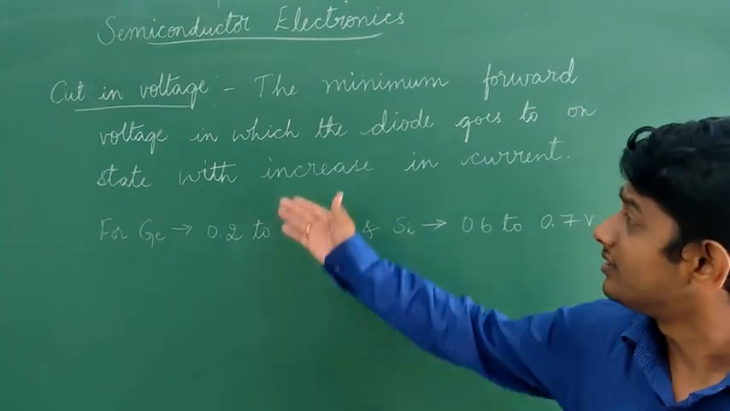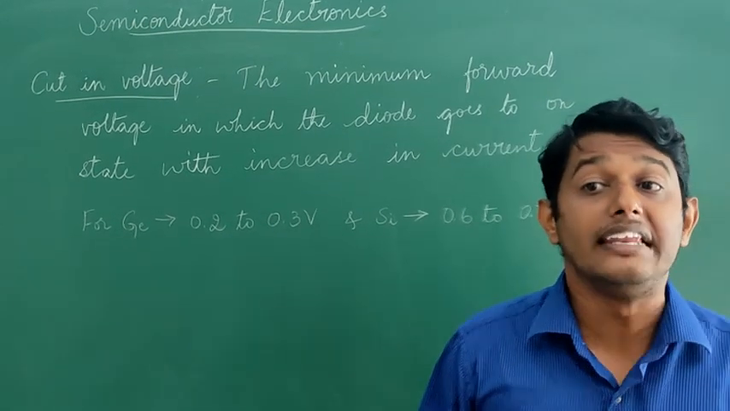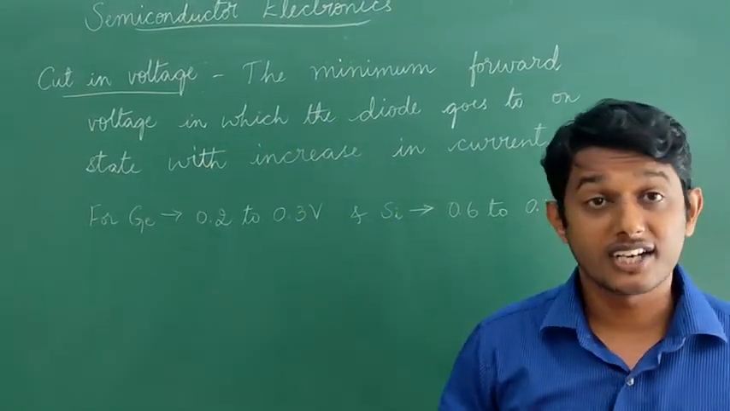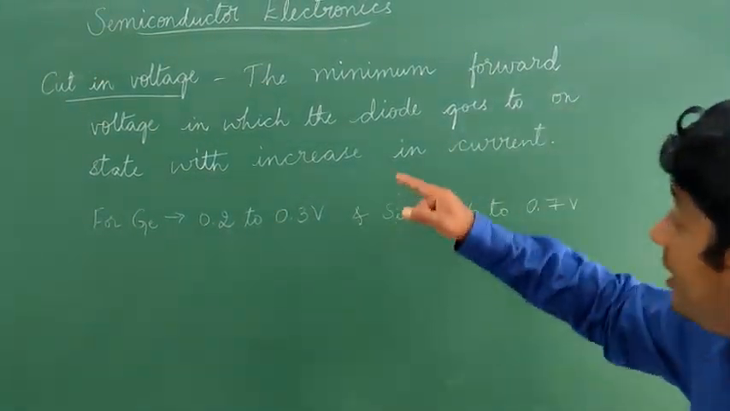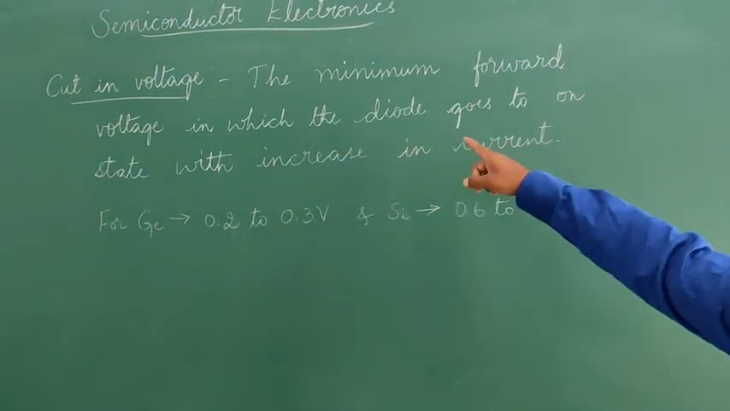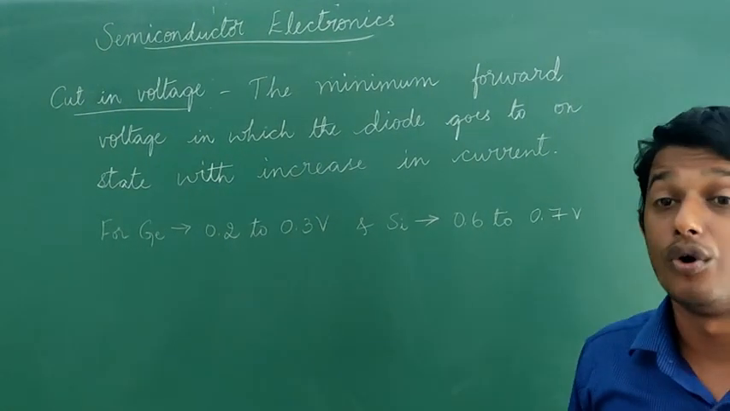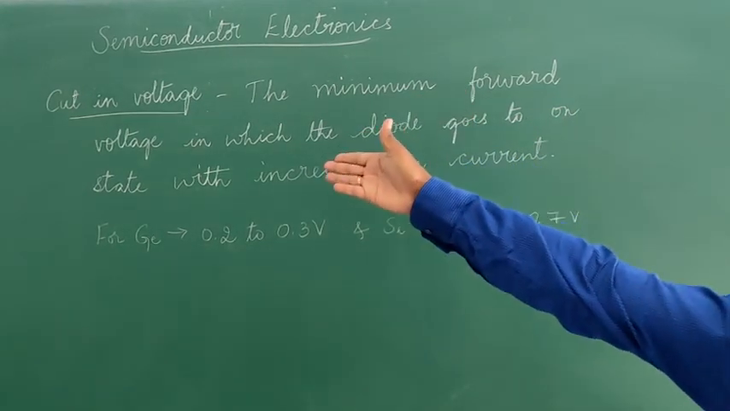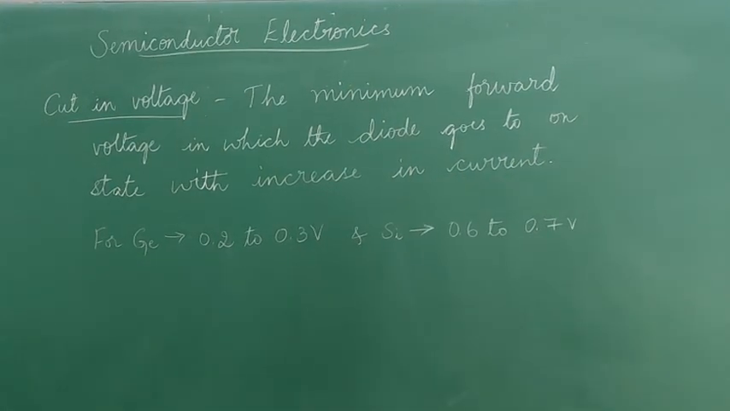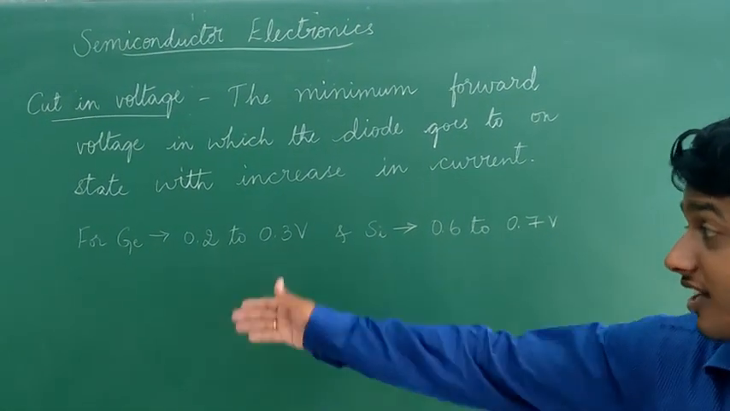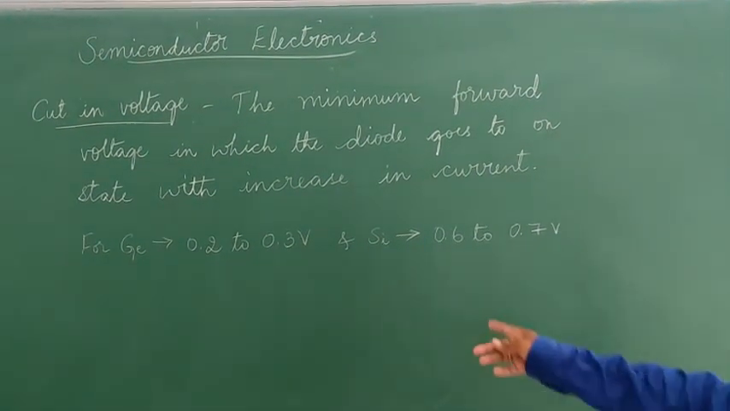The next topic is cut-in voltage. This is also called the threshold voltage or knee voltage. So it has three names: cut-in voltage, threshold voltage and knee voltage. All are the same. The minimum forward voltage at which the diode goes to the on state with increase in current is called the cut-in voltage. For germanium, it is around 0.2 to 0.3 volts, and for silicon, it is around 0.6 to 0.7 volts.